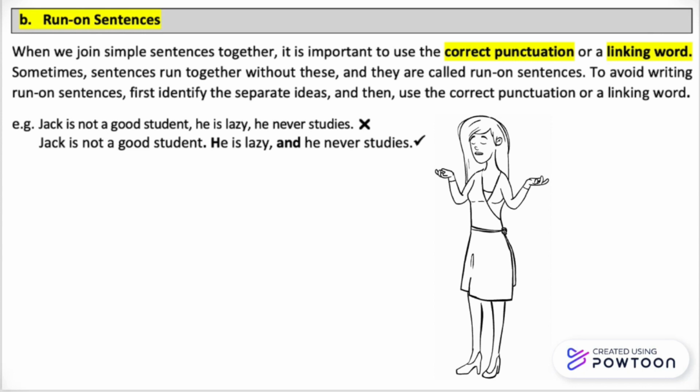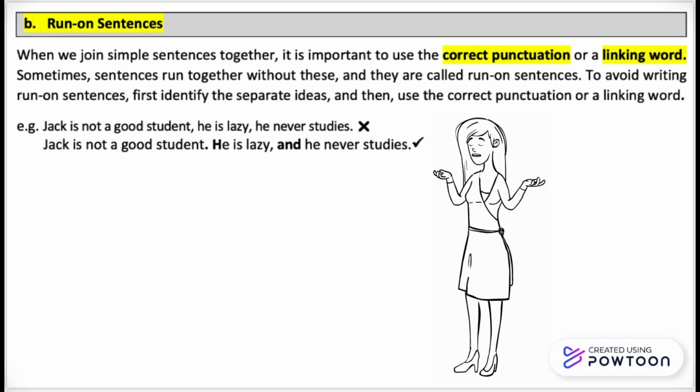So let's analyze this sentence. Jack is not a good student. He's lazy. He never studies. As you see, 3 complete sentences are connected without using any linking word. The correct way to say this: Jack is not a good student, period. He is lazy, comma, and he never studies. A run-on sentence can be fixed by connecting its parts correctly. You can use a period, comma, or a linking word to fix these types of mistakes.